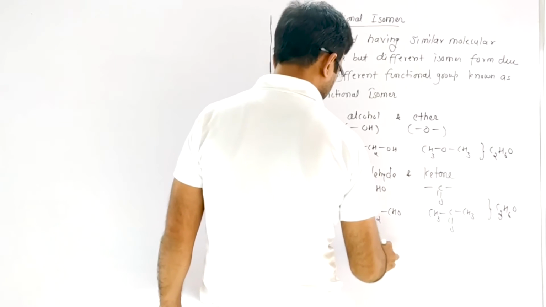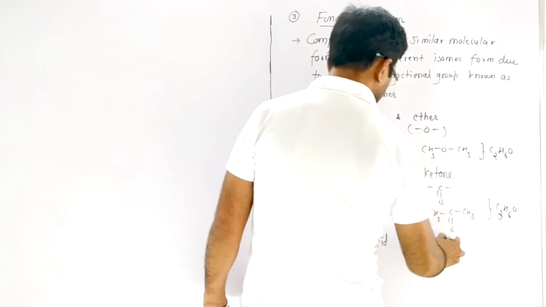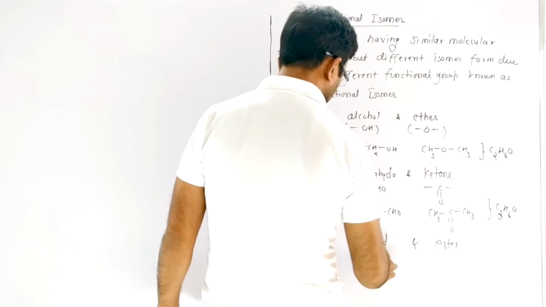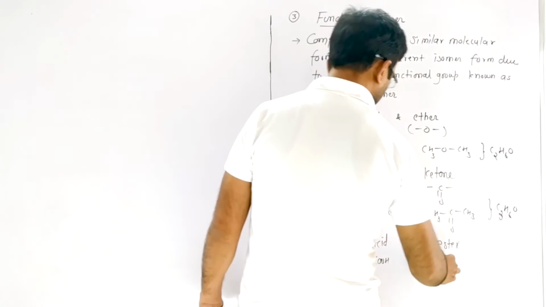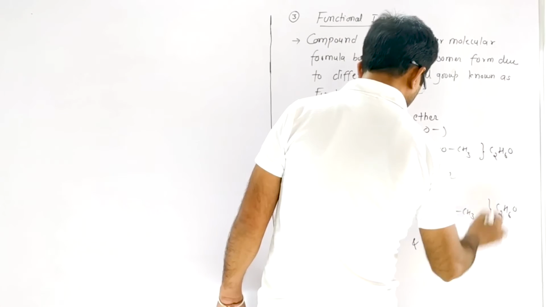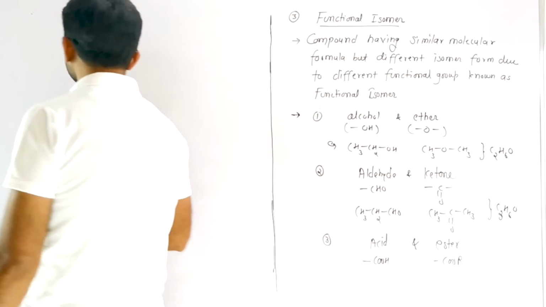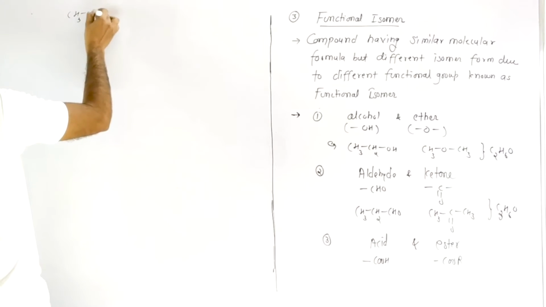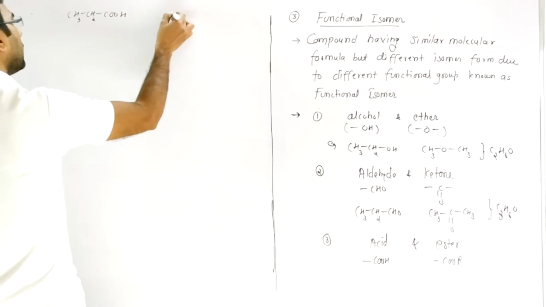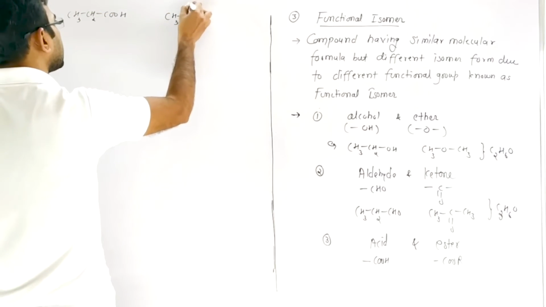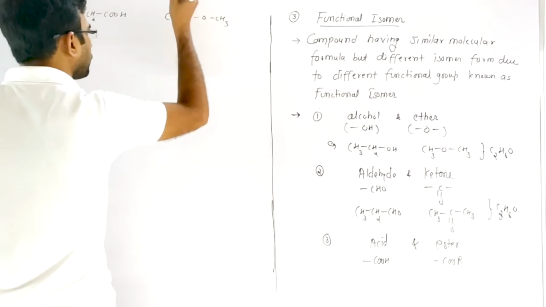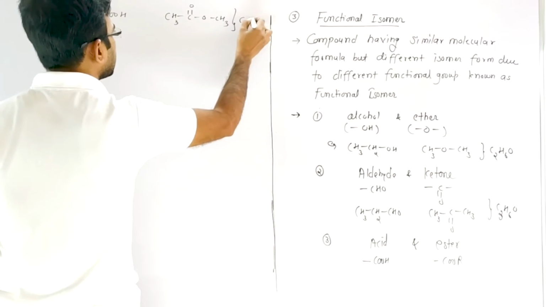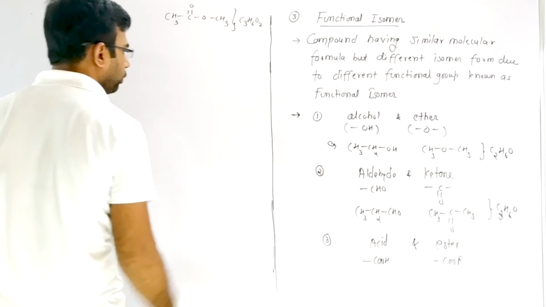Similarly, acid is a functional isomer of ester. Acid has this group while ester has this group. We have the formula CH3CH2COOH, and it is also represented by an ester, and both have the same formula C3H6O2.